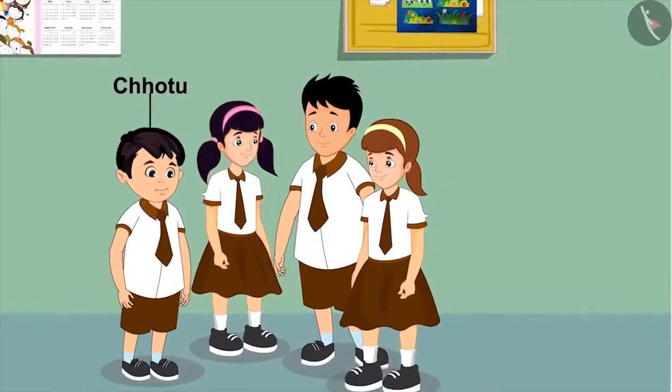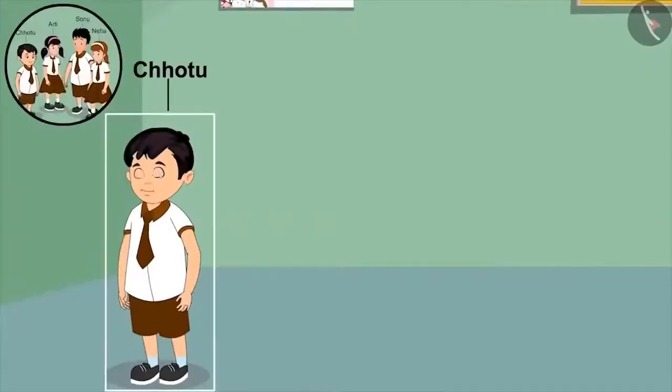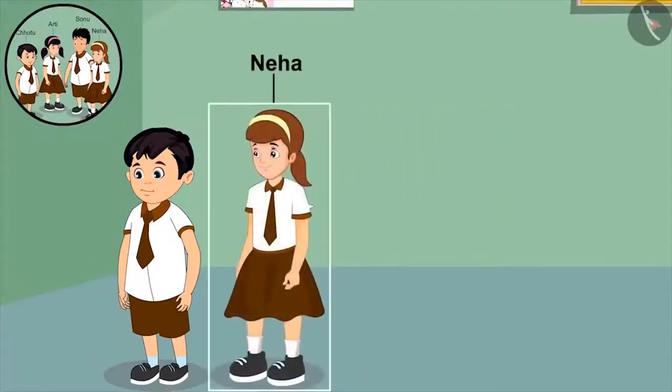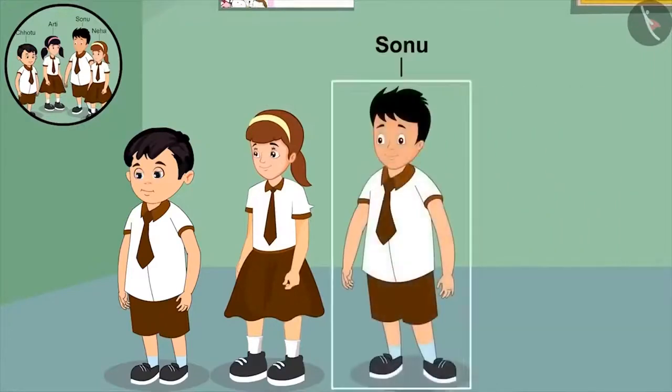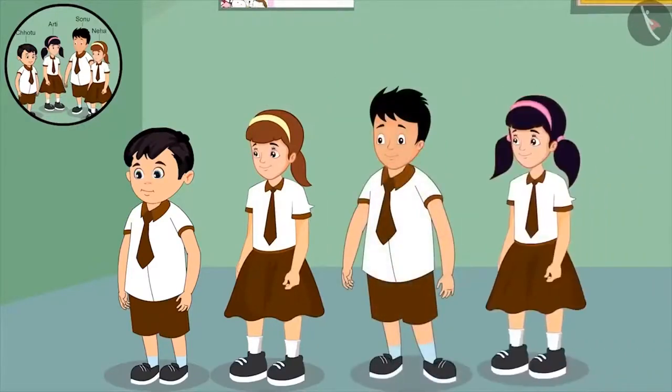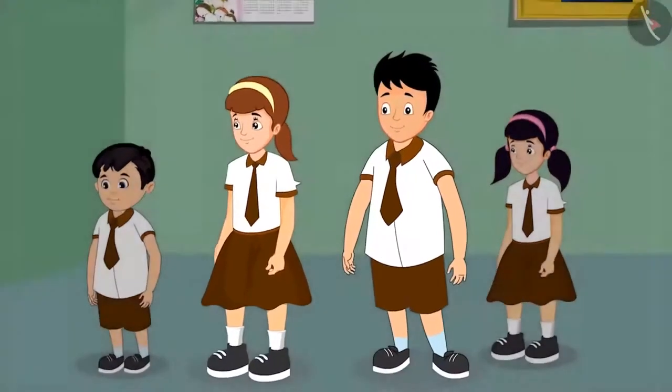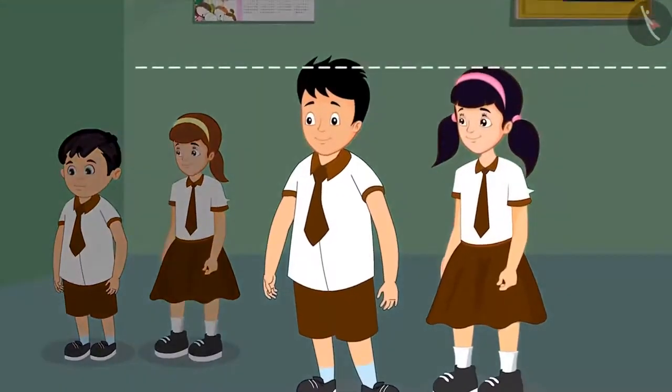Chotu and his three other friends, Aarti, Neha and Sonu, begin to stand in a line. First of all, being the shortest among all the four children, Chotu stands in front. Neha, who is taller than him but shorter than the rest, stands behind him. Sonu stands behind Neha. Then finally, Aarti stands behind Sonu. But Sonu just notices that he is taller than Neha, but fails to notice that Aarti is shorter than him.